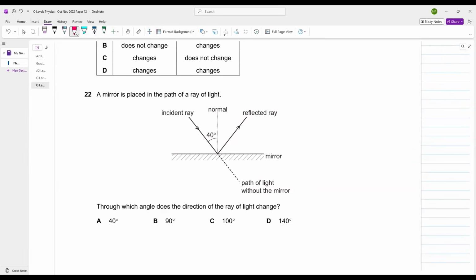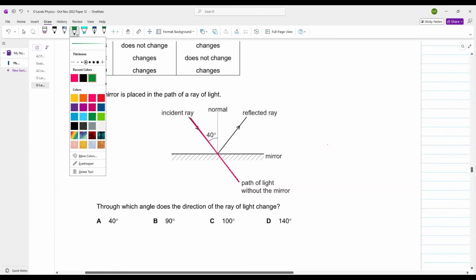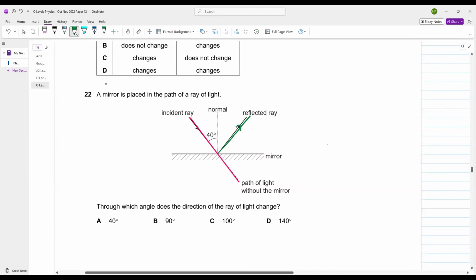Let's do it again. So a mirror is placed in the path of a ray of light. So this is your ray of light ka initial path. This is your actual path of the ray of light. Now your ray of light has deflected and this is your path. You have to calculate this angle x by which the direction is changing.